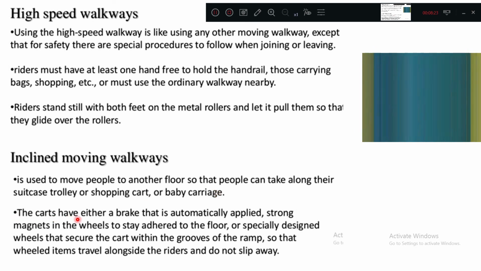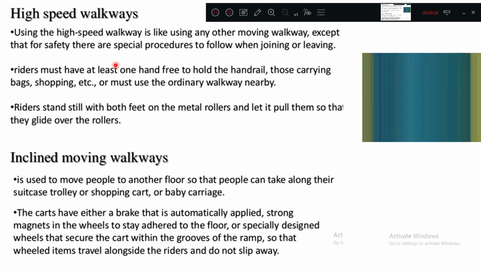The carts have either a brake that is automatically applied, so these have an automatic braking system, or strong magnets in the wheels to stay adhered to the floor, so these have magnetic application also. Or specially designed wheels secure the cart within the grooves of the ramp, so that wheeled items travel alongside the riders and do not slip away. Both ways are possible.